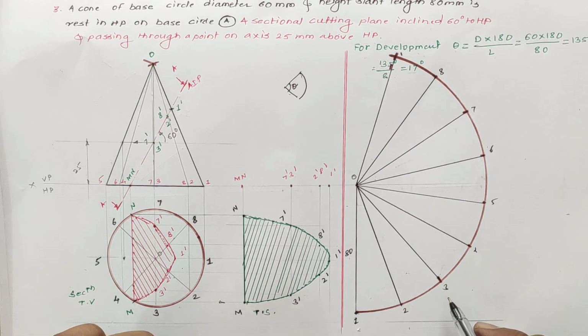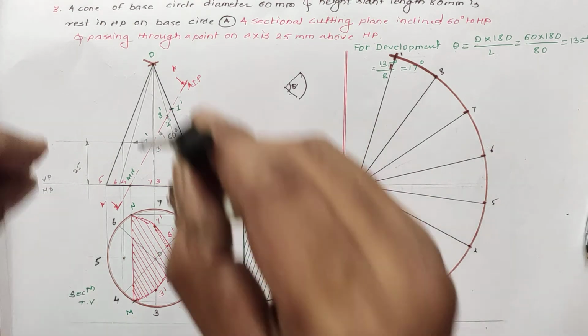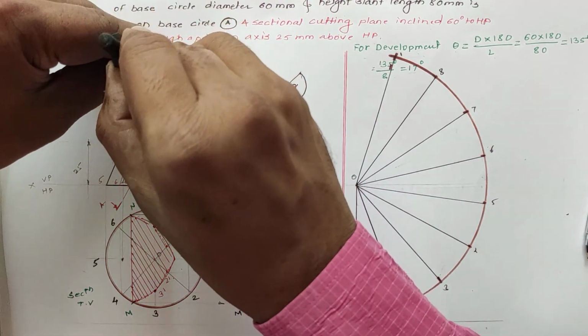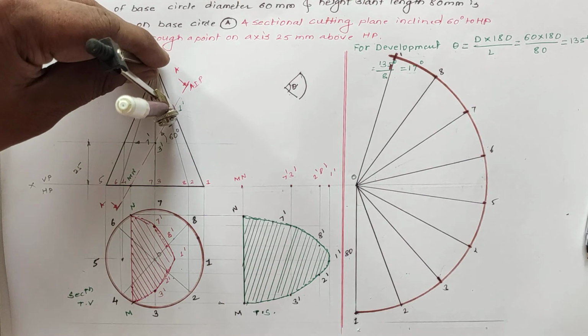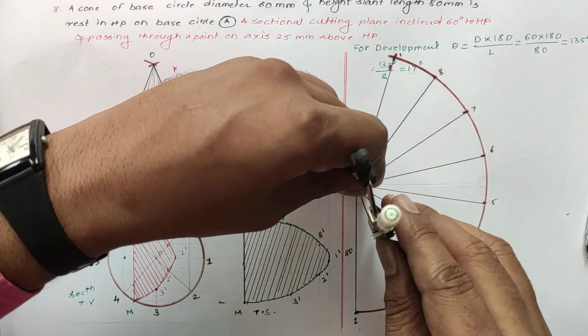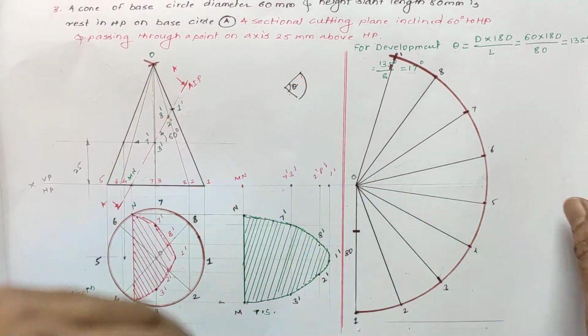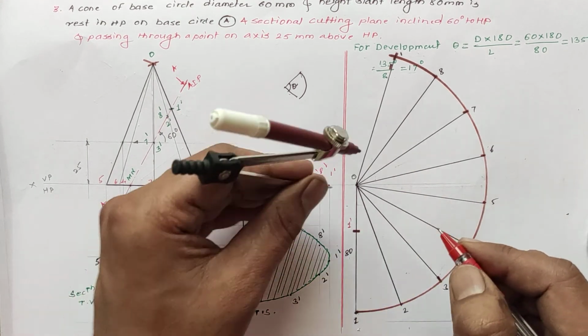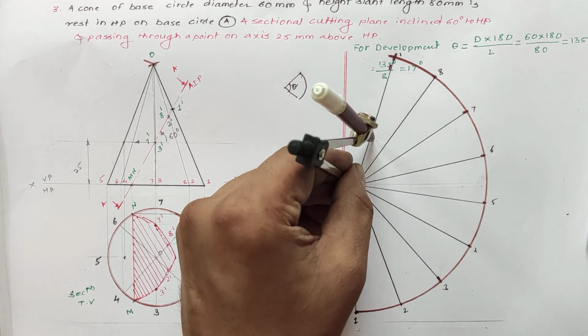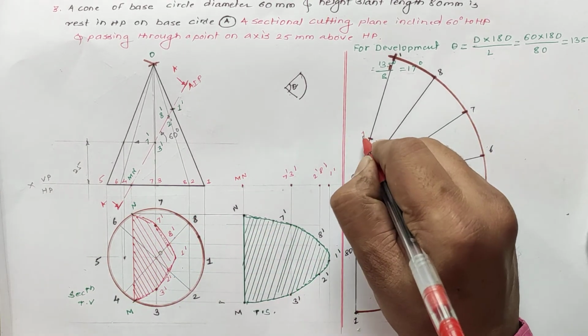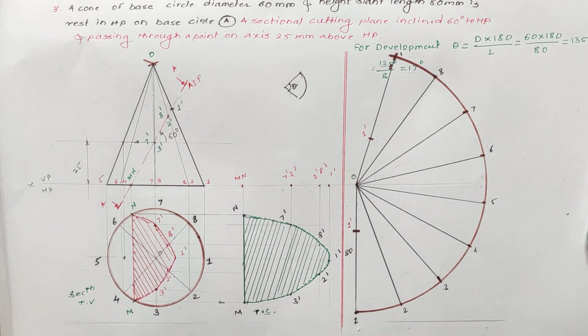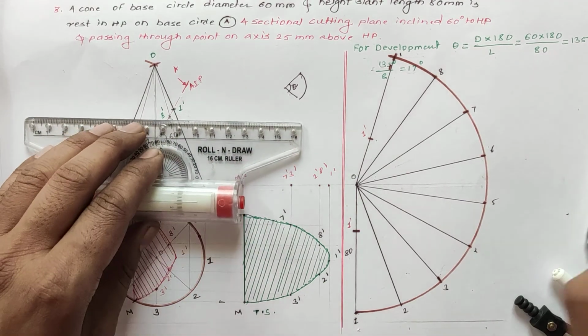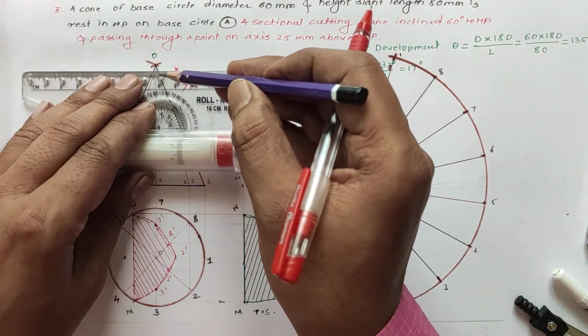Then mark the points, that is we can take the distance in compass. So first distance, that is O to 1 dash, take a distance O to 1 dash on O1, mark the point 1 dash. Similarly on the O to 1 generator, 1 dash. Next point, so first transfer all these points on the slant edge.